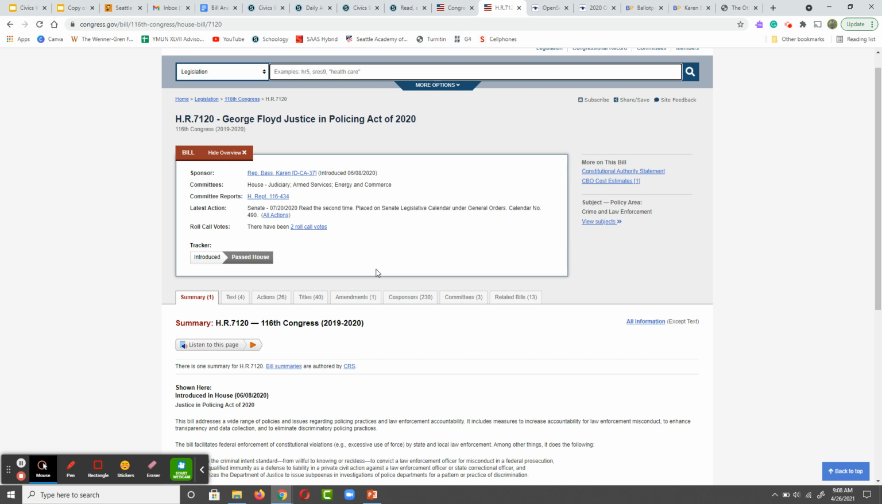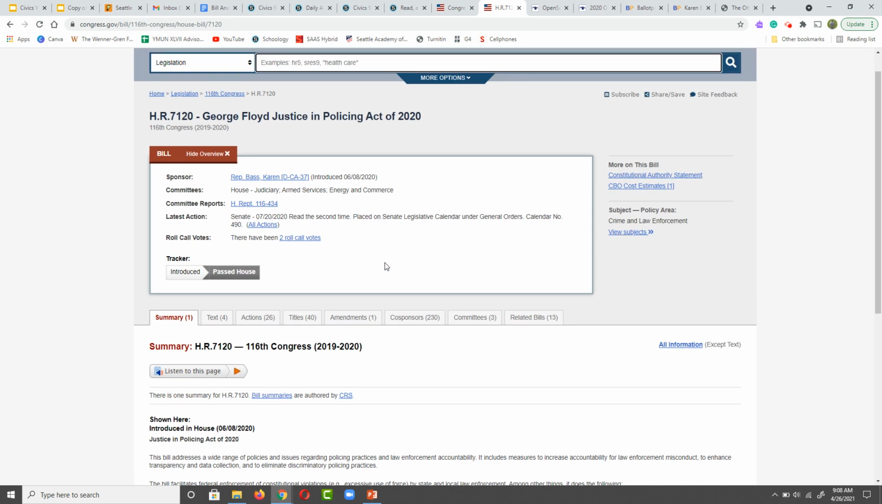So let's use this as an example to parse out the different elements I'm going to ask you to look for. First off, you're going to need the name and the number. This is the name, George Floyd Justice and Policing Act of 2020. This is the number, HR 7120. This H means that it started in the House, and the R indicates that this is a bill.